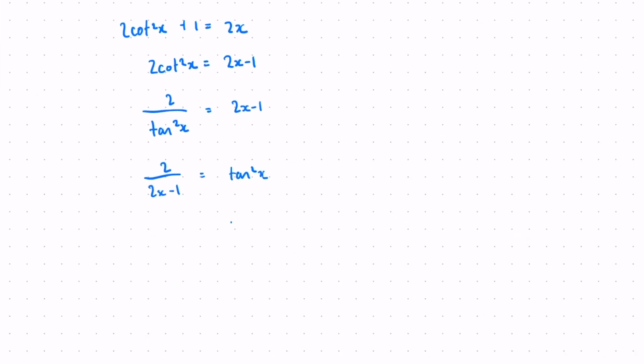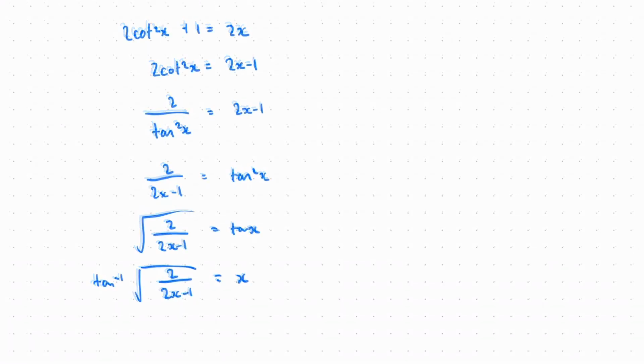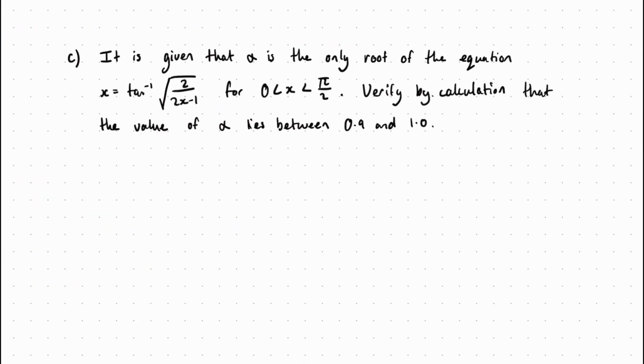So tan x would be the root of 2 over 2x minus 1. So x would be the inverse tan of root 2 over 2x minus 1. Proven. Now let's have a look at our next question, our next part.